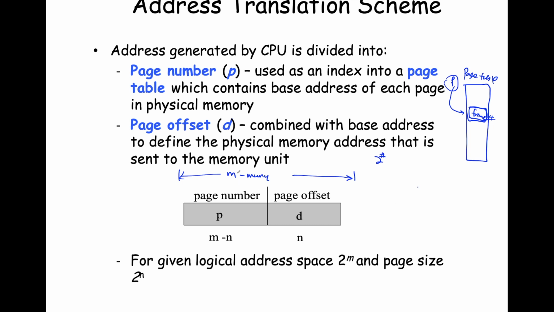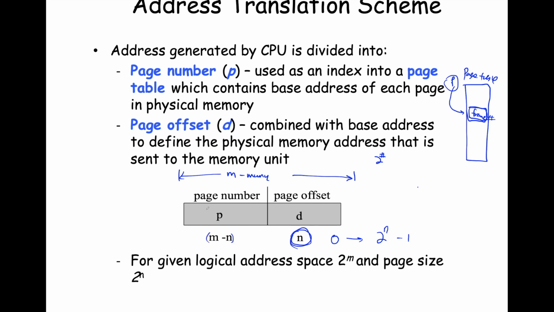So if you have m bits representing your address, we have n of those bits representing the page offset, that number D. That means D is going to be anywhere from offset 0 through offset 2 to the n power minus 1. So you're going to have a total of 2 to the n offsets for an n-bit page offset part of your address. And then the remaining m minus n bits is going to be your page number.